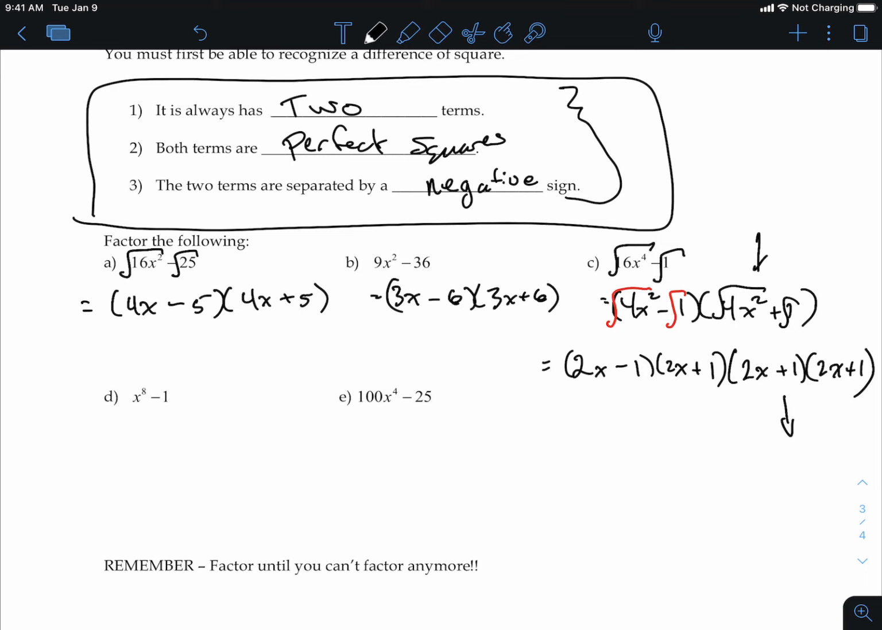If I were to expand it, I'd get 4x squared. That's fine. But then I'd get plus 2x plus 1. That is not this. It's starting to get messy, I know, sorry. So I'd get 4x squared plus 4x plus 1. That's not this. So you're not allowed to do that. You can't just change it. You just leave it, right? You just leave it.